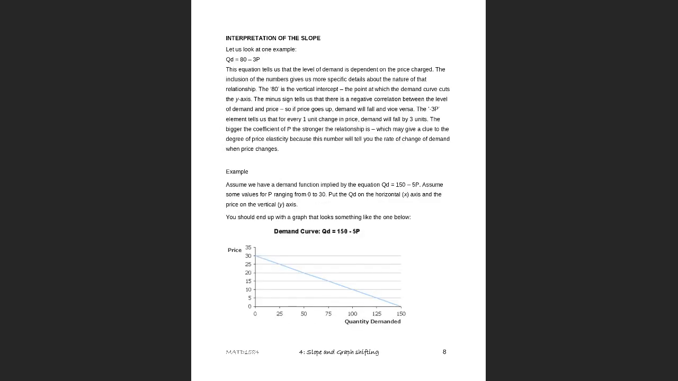Now, this one was what I was doing at the beginning, interpretation of the slope. Have you seen? If you look here, we have quantity demanded equals 80 minus 3p. So who can tell me the slope? What will be the slope here? 3. Okay, so who can tell me the actual meaning of the slope?